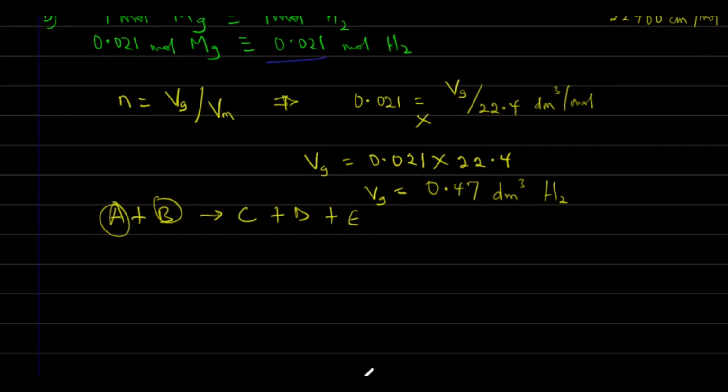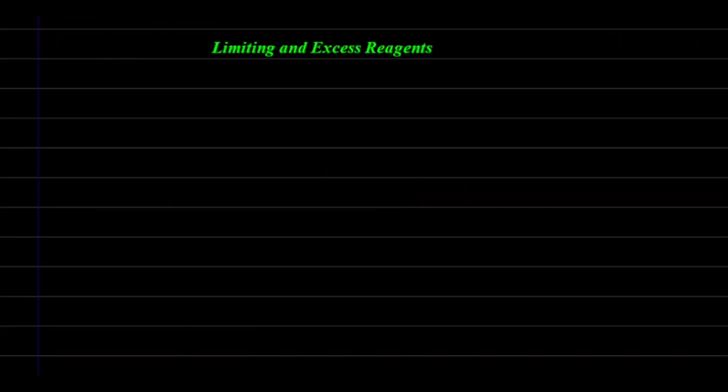But since we are going to be given parameters related to the two reactants, that means we should look for a way to analyze this, and that drives us to what we mean by limiting reactant or limiting reagents. So let's consider limiting reactants. What do we mean by limiting and excess reagents?